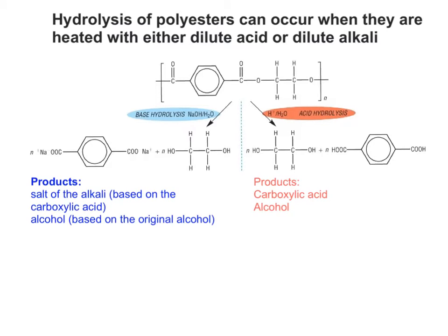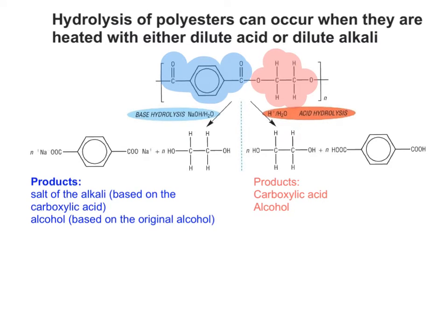So the example that we've got shows a polyester made from a diol, which is this part here, and a dicarboxylic acid, which is this part here. Obviously you can also get polyesters when you have a COOH group and an OH group on the same molecule. We looked at lactic acid earlier.